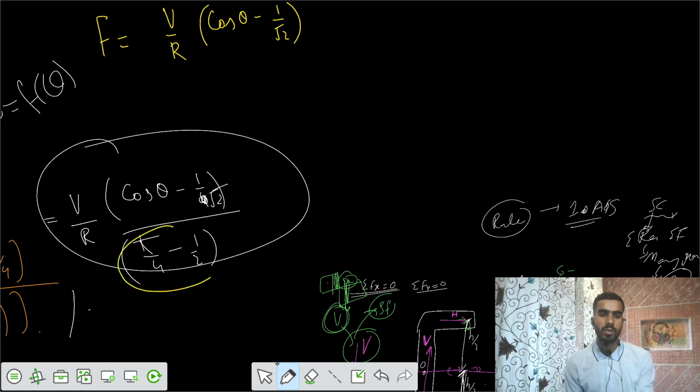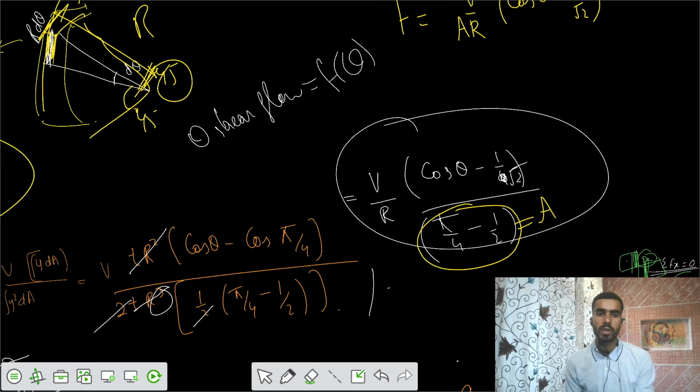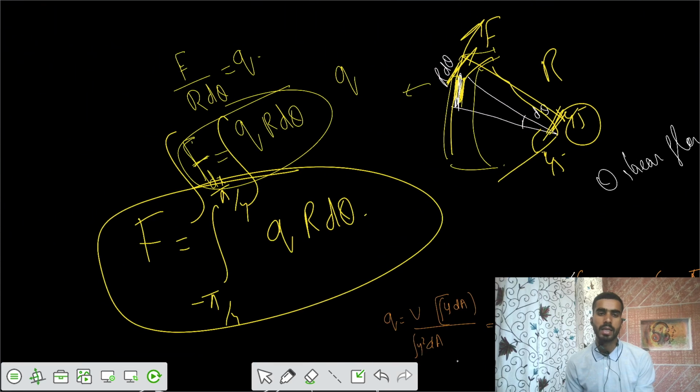Let's say this value, pi by 4 minus 1 by 2, is equal to some value A. Let's keep it as the value of A. So we got a value of V by A times R cos theta minus 1 by 2. So this is your shear flow. You have to multiply with the length R d theta.